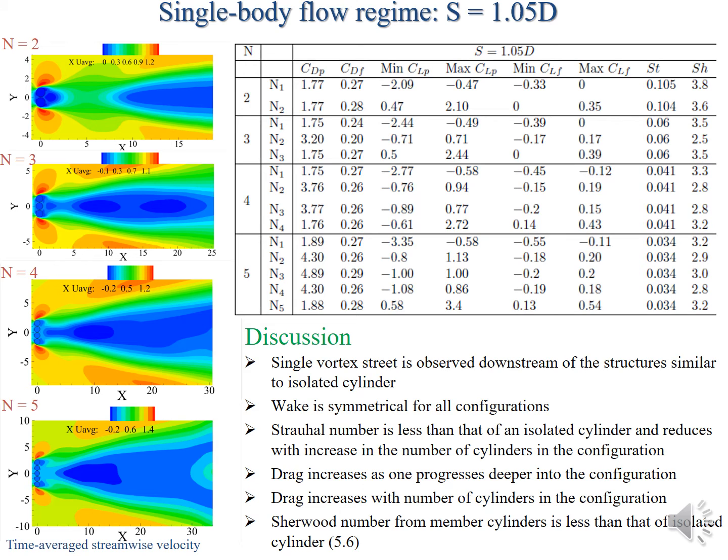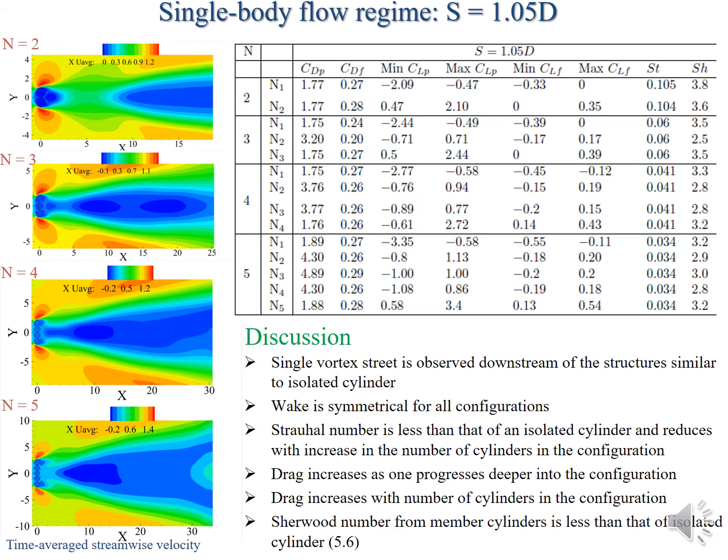So if we focus just on the pressure drag, we find that as you increase the number of cylinders in the domain, the drag also increases. And one more finding is that as you move from the outside deeper into the configuration, the drag experienced by the member also reduces. So for flow structures, qualitatively they don't depend on the number of cylinders in the configuration.